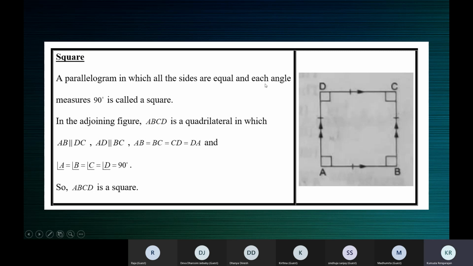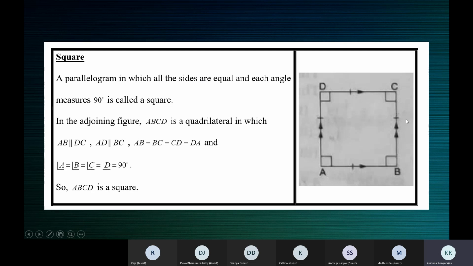In a rectangle, we saw each angle is a right angle. And in a rhombus, all sides are equal. So rhombus and rectangle put together. A parallelogram in which all sides are equal and each angle measures 90 degrees is called a square. So again, a square has the properties of a parallelogram. This is the definition.